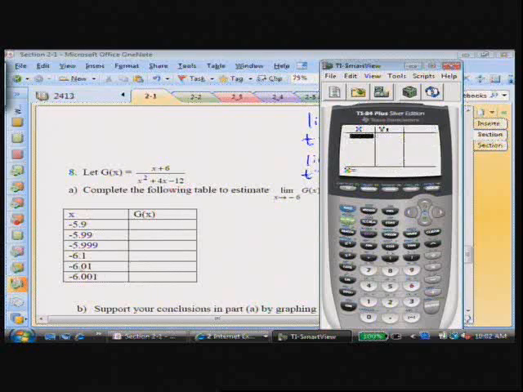And now I put in these different x values, negative 5.9, negative 5.99, negative 5.999. What do you notice about the y values? Well, they seem to be, if I actually get on it, I can see more decimals down here. They seem to be getting very close to a particular number, don't they?